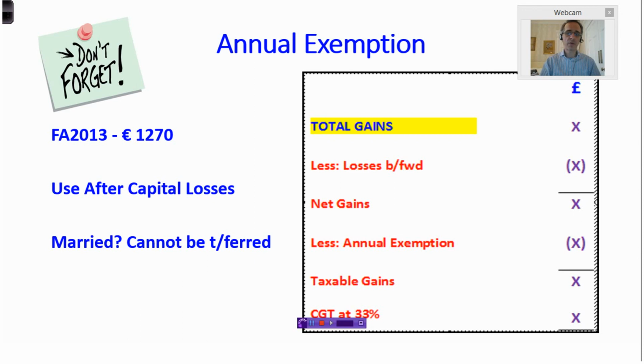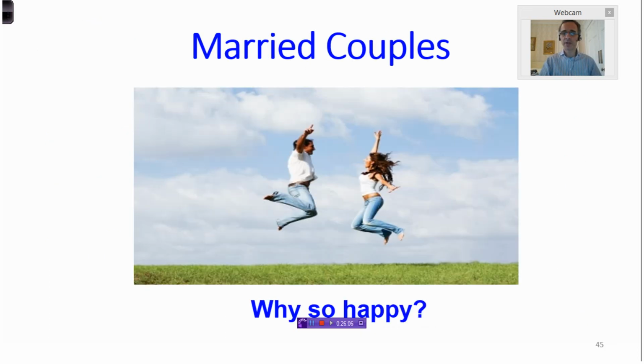Do remember, of course, that I said that we're going to use capital losses before we deduct the annual exemption, i.e. losses brought forward from the previous year, not the other way around. Now, in terms of married couples, I touched on it earlier on, this idea that each individual person, whether or not they're married, has their own exemption, and that exemption is tied to them.